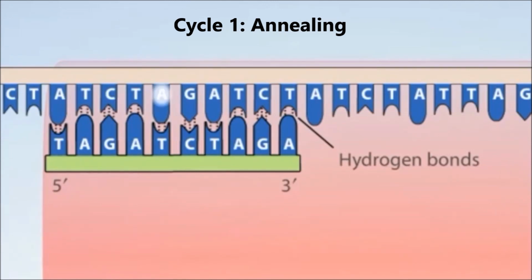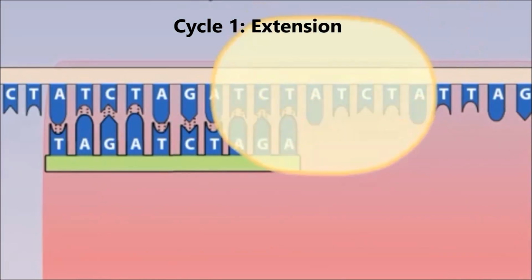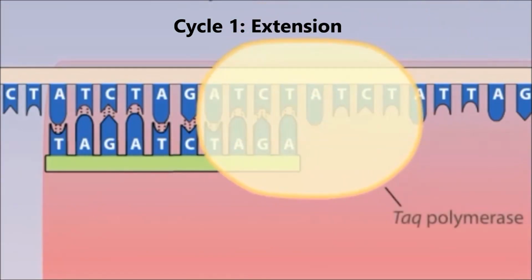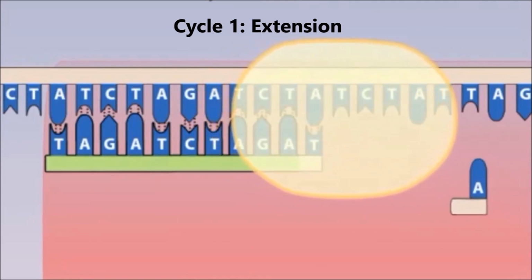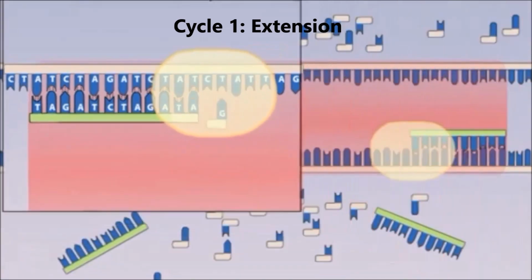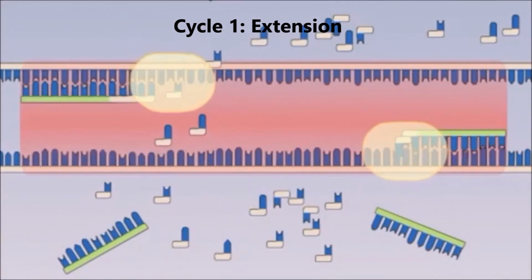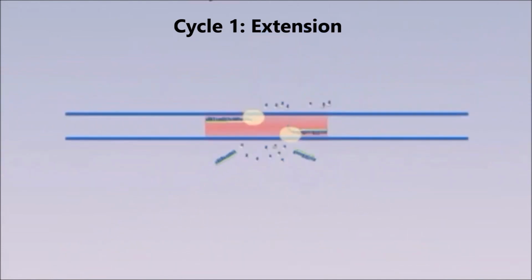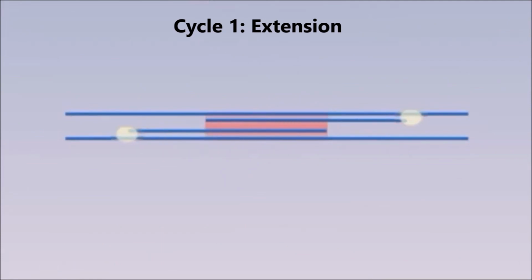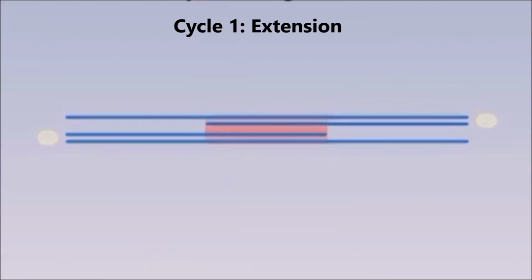This annealing follows the base pairing rules. A adenine binds with T and the cytosine C pairs with the guanine G. In the next step, temperature is gradually increased up to 72 degrees centigrade. Taq DNA polymerase works optimally at this particular temperature and starts polymerizing by adding corresponding nucleotides to the 3' end of each primer. At the end of this cycle, 2 identical double-stranded DNA molecules of target DNA are created.